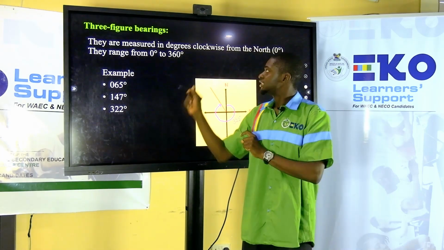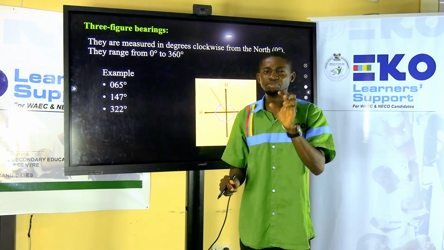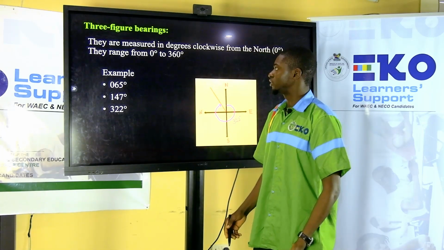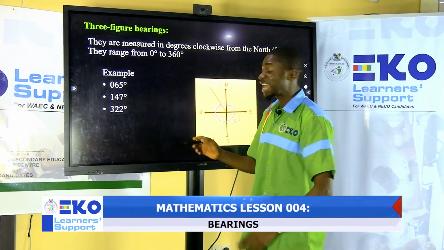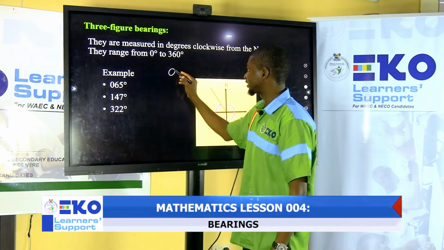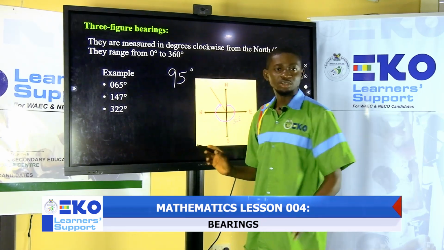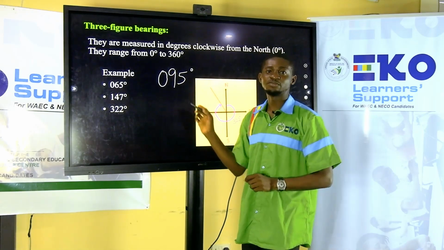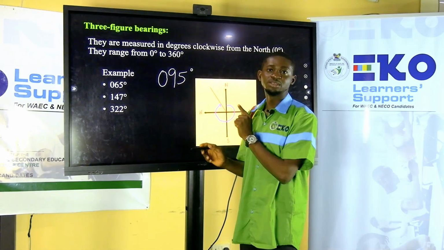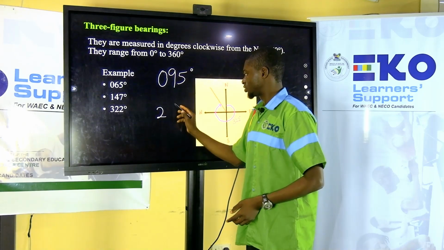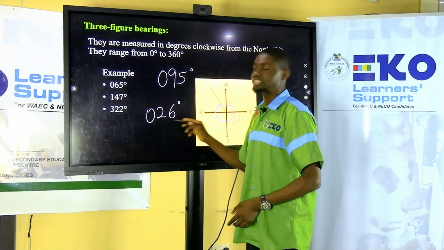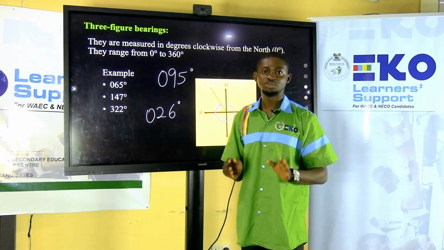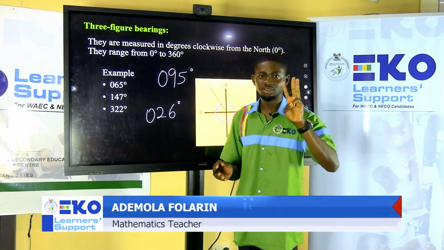Please, when the three-figure bearing is below 100, you must write it in three figures. Let's say you are giving a bearing of 95 degrees. As it sounds, 95 degrees. You want to write 95 degrees? No, this is just an angle. To make it a bearing, you have to say 095 degrees. That's a three-figure bearing. If it is 26 degrees, you have 026 degrees, three figures. The only time you don't need to add 0 is from 100 to 360, because that one is already in three figures.